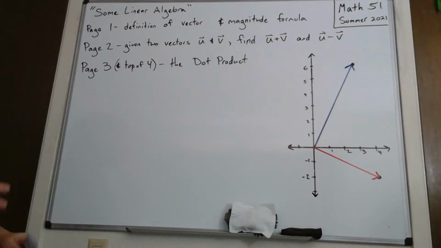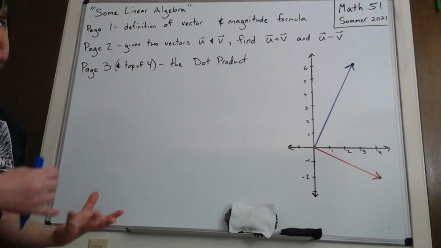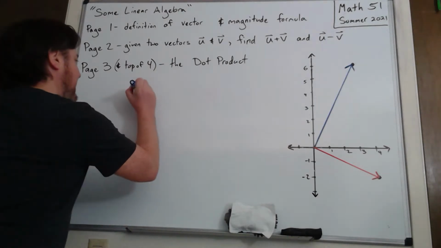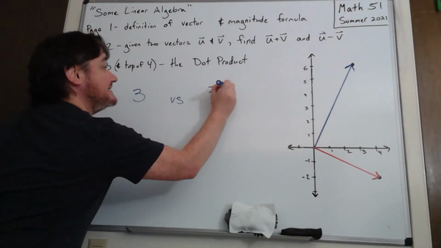So how is that different than a number? How is a vector different than what we typically think of as a number? Because we're going to have what we call scalars, which are sort of what we think of as a number. So let's say I've got something like 3 versus 3 as a vector.